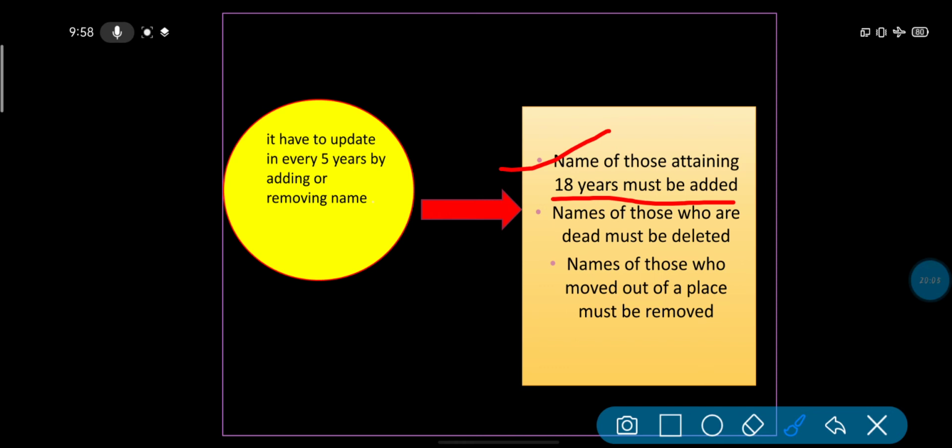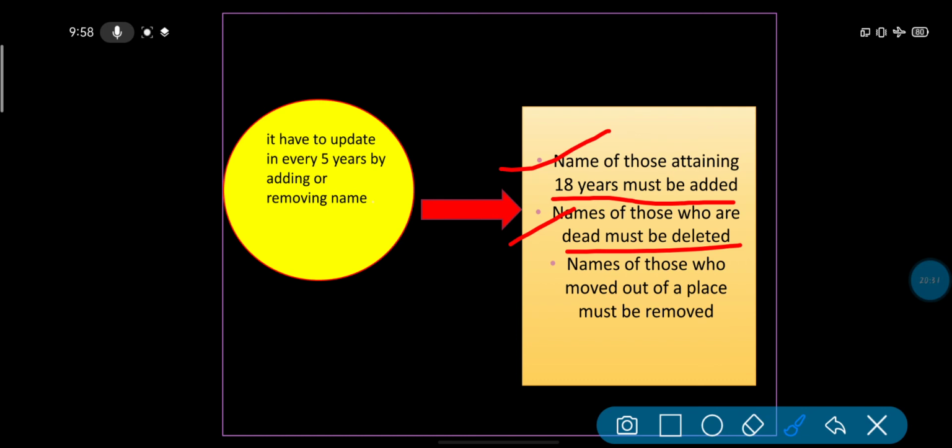They also delete the names of those who have died during those 5 years, so that no one can misuse their name. If their name is still there, then anyone can give the vote on behalf of that person. So to prevent misuse of the name of a dead person, they remove the name from the list and update the list.